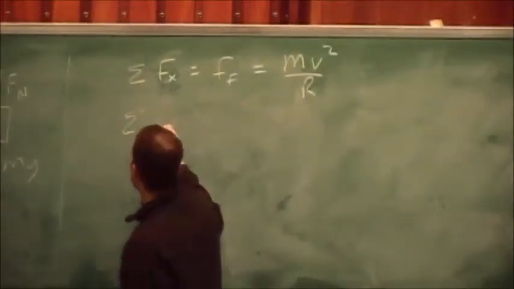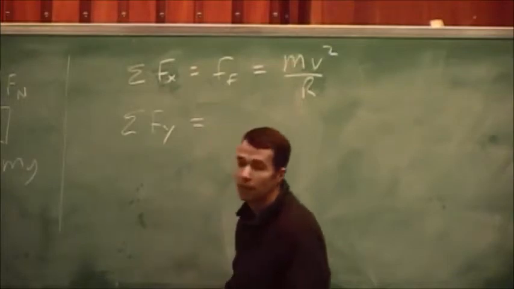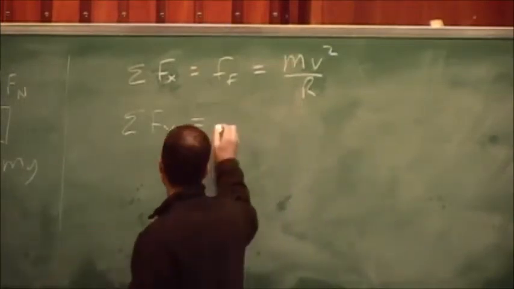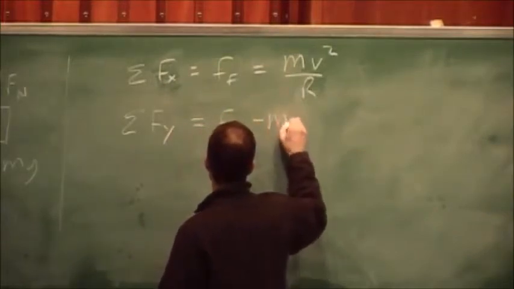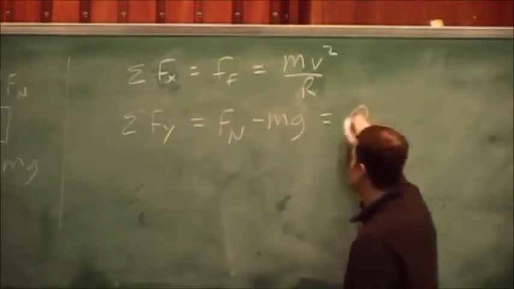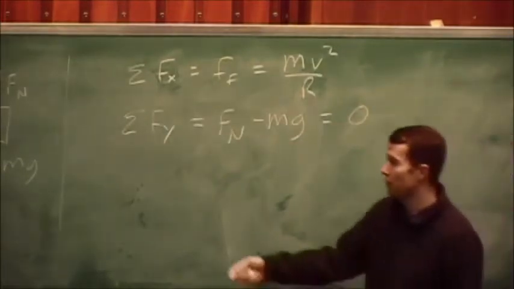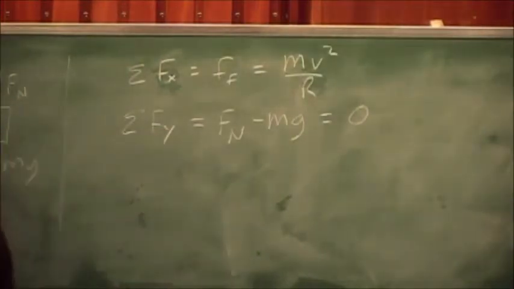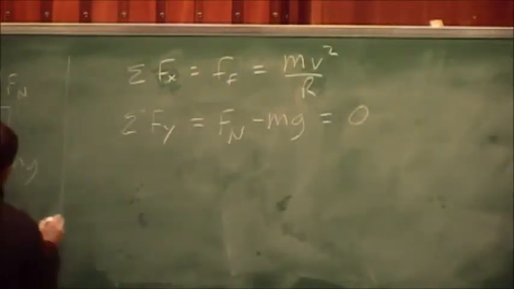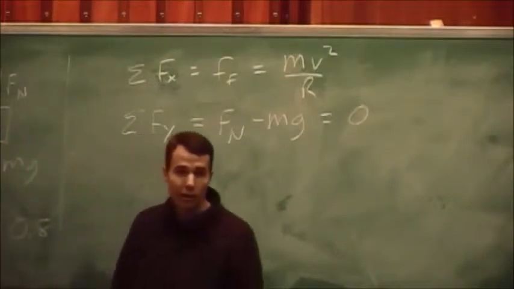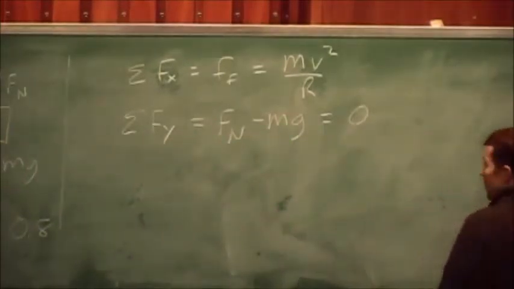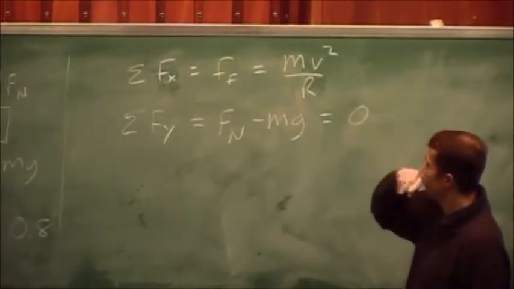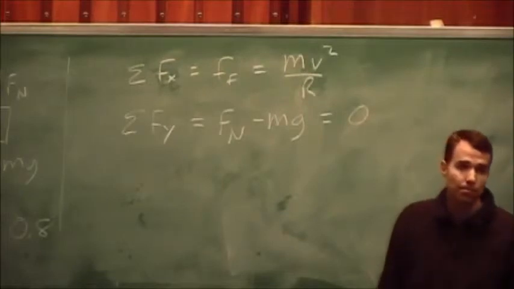Now what about the sum of the forces in the y direction? I'm going to get Fn minus mg is equal to 0. All I did was sum these forces in the y direction. Now let's assume that the coefficient of static friction is equal to 0.8. That's a reasonable thing for tires on a dry road, for example. So μs is equal to 0.8. So how would I solve this?